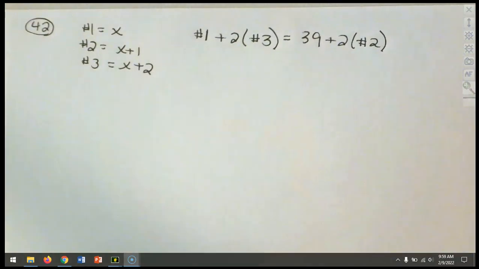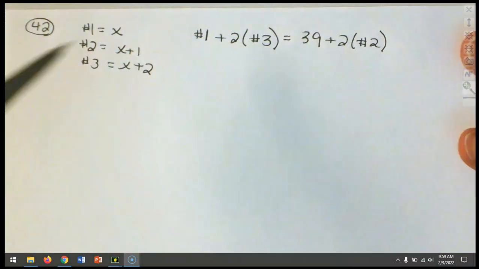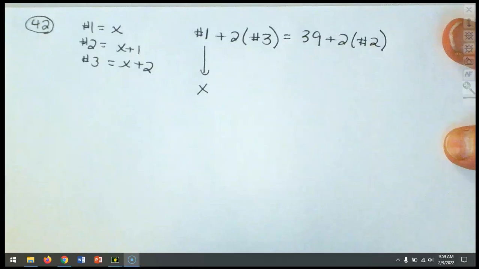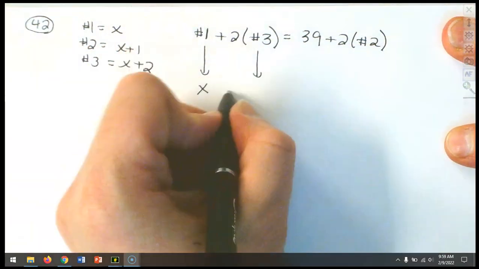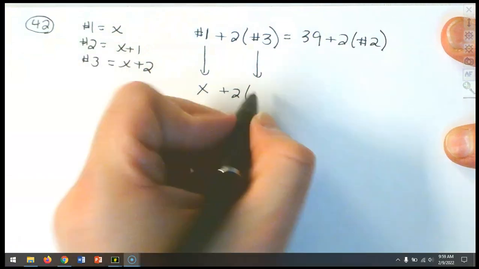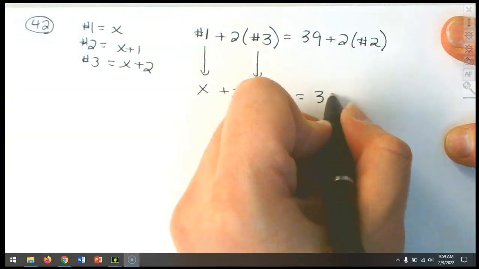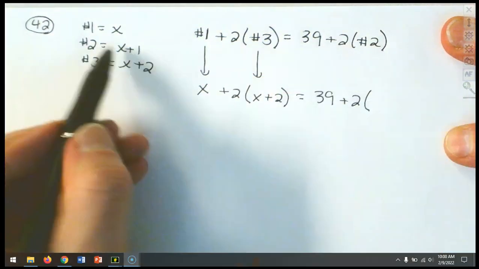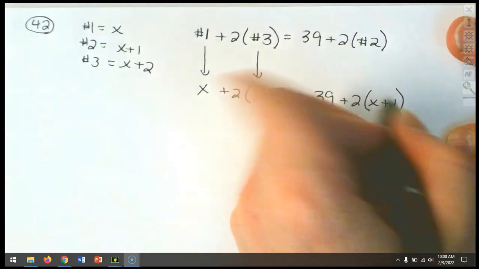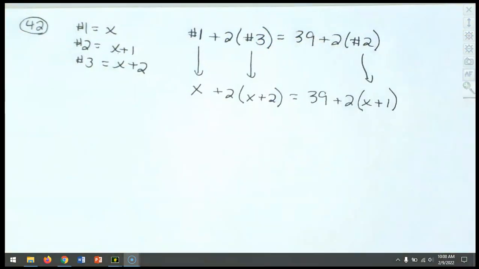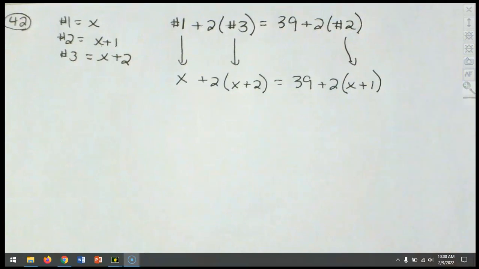We plug in our values for what they are, solve it out, and then we'll get all 3 of the numbers. So the first piece is number 1. So number 1 corresponds to x. And then we've got 3, so we have 2 out in front, and the 3 is x plus 2. That gets plugged in there, equals then 39 plus 2 times the second number, which is x plus 1, which is there. Is everyone okay with that so far? Now we just solve it, and we'll be able to finish it.